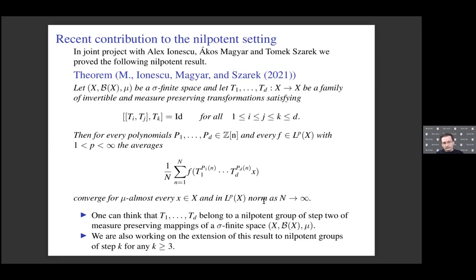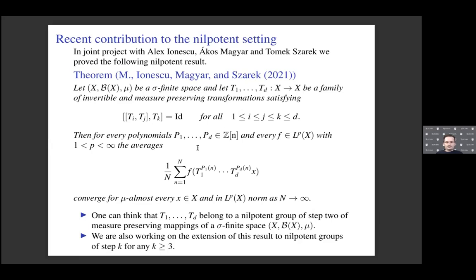So here one can think that these measure preserving transformations belong to a nilpotent group of step two of measure preserving mappings of a sigma-finite measure space X. We have these results for the nilpotent group of step two, and now we are also working on the extension of these results to the nilpotent group of step three and higher. This paper will be available in a few weeks on arXiv, so it's essentially done.